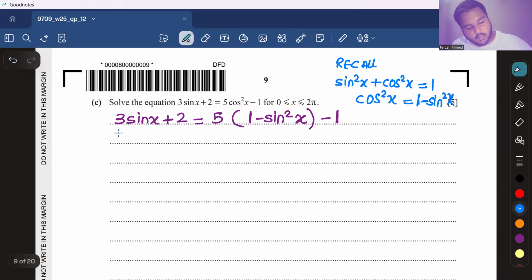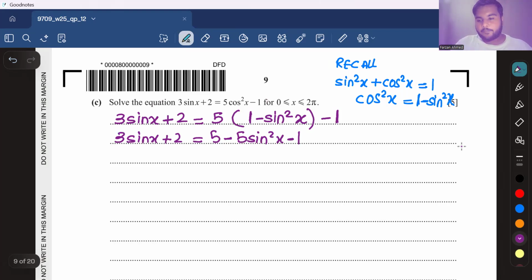So this will be 3 sine x plus 2 is equal to 5 minus 5 sine square x minus 1. And now this will be 5 sine square x plus 3 sine x minus 2 is equal to 0.